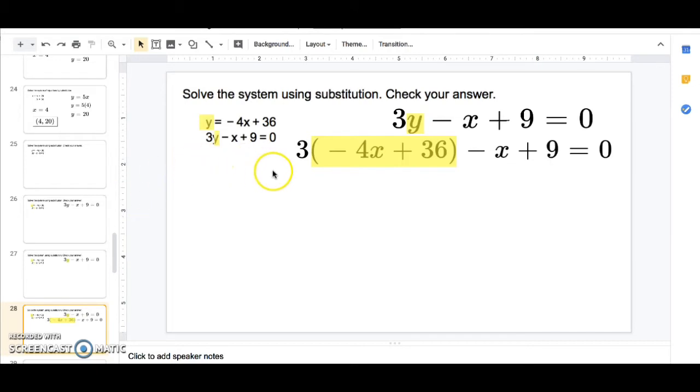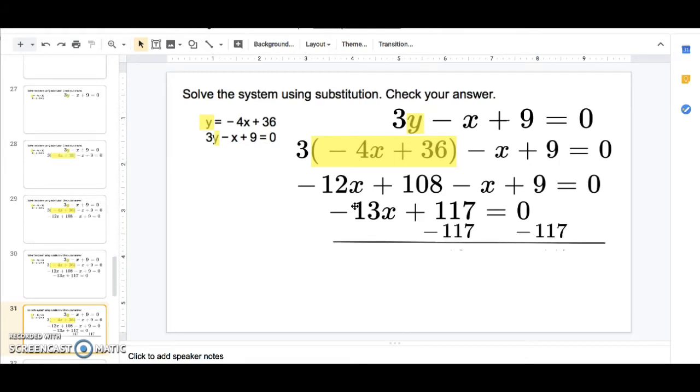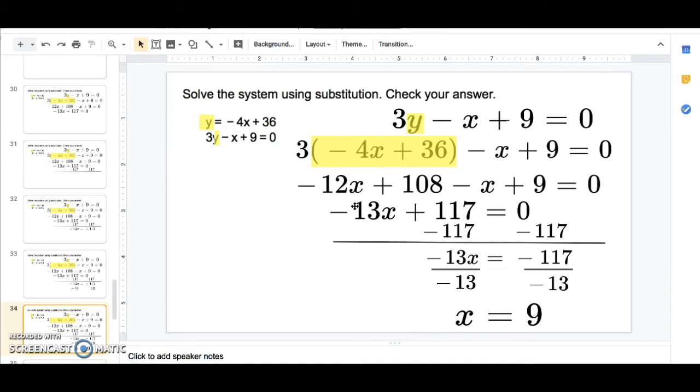And now we will distribute because we have 3 times that. So 3 times negative 4x is negative 12x, and we have 3 times 36 is 108. And then we have negative 12x plus 108 minus x plus 9 equaling 0. Now we combine our like terms. Negative 12x minus x is negative 13x, and 108 plus 9 is 117. Now to solve for x from there, we subtract 117 from both sides to get the negative 13x by itself, and then we divide both sides by negative 13. Negative 117 divided by negative 13 equals 9, so x equals 9.